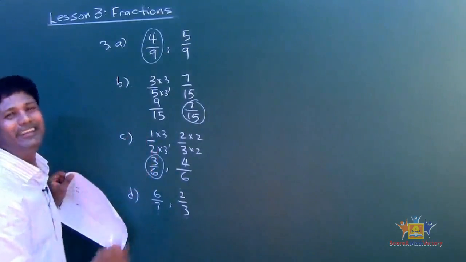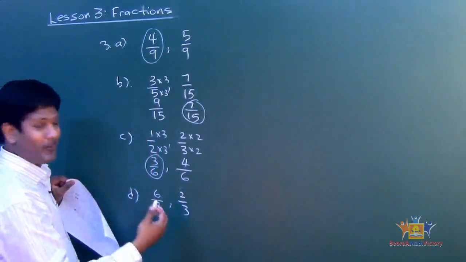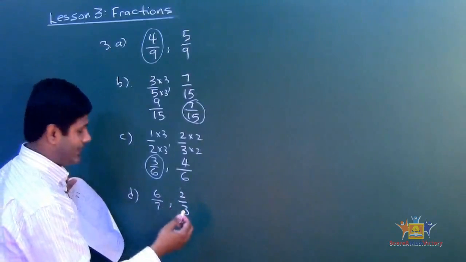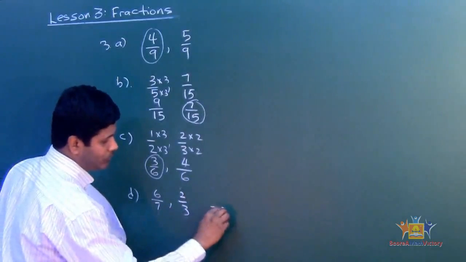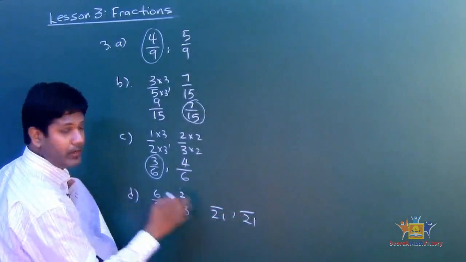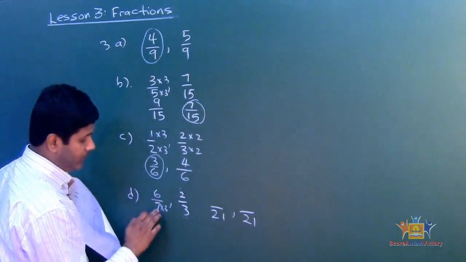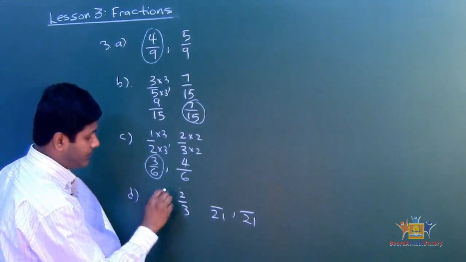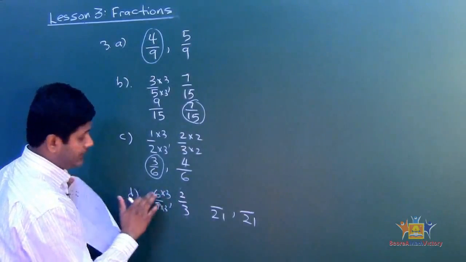Alright, okay, that means 21 would be the lowest common denominator for 7 and 3. So we're going to put 21 and 21. How do I go from 7 to 21? By multiplying that by 3. If I multiply the denominator by 3, I multiply the numerator also by 3.